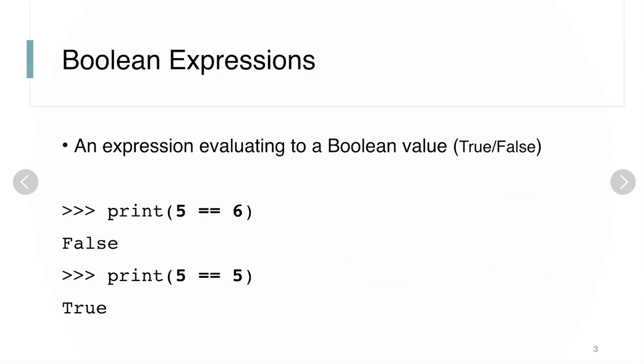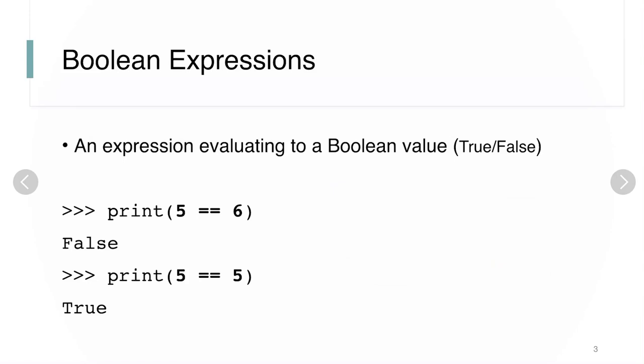In Python, as well as in any other language, Boolean expressions are usually comparison expressions, and they evaluate to a truth value, a Boolean value, true or false, and then you can use that expression, as I said, to make a decision. So here you see an example of a comparison.